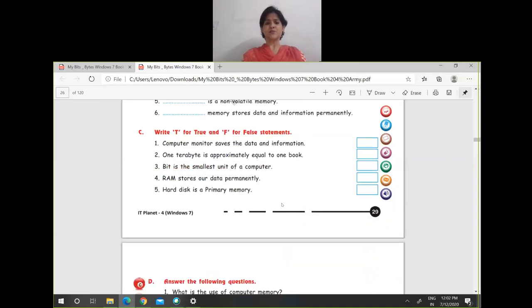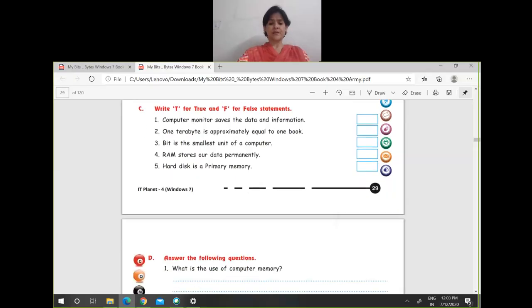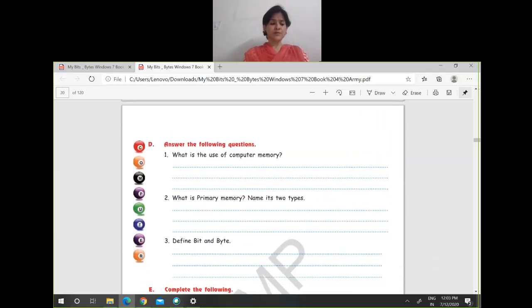Next is bit is the smallest unit of a computer. Correct. Smallest unit is bit and smallest storage unit is byte. RAM stores our data permanently. False. RAM is a temporary memory. That is what you need to remember, that is volatile. Hard disk is a primary memory. No. So hard disk is a secondary memory, not the primary memory. This is false.